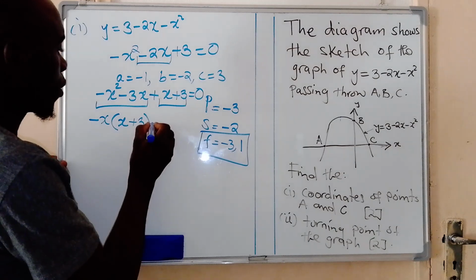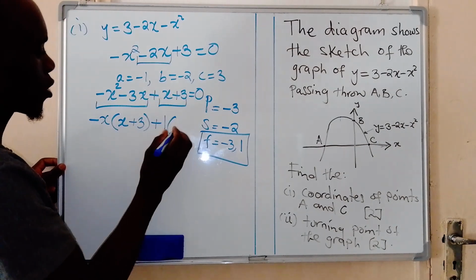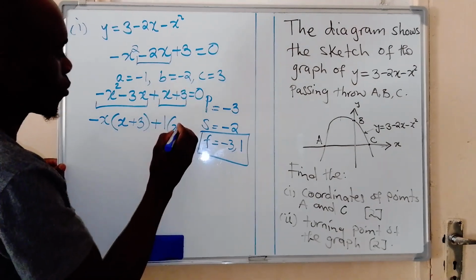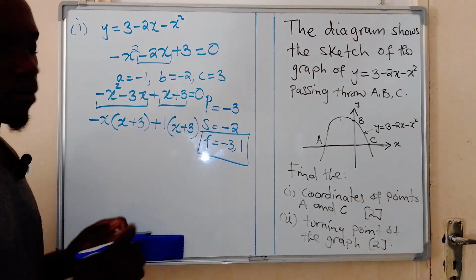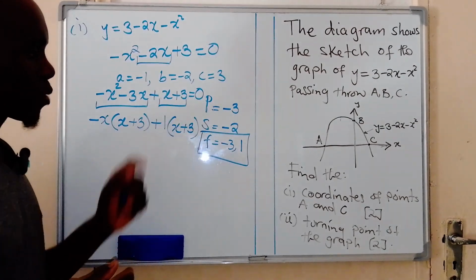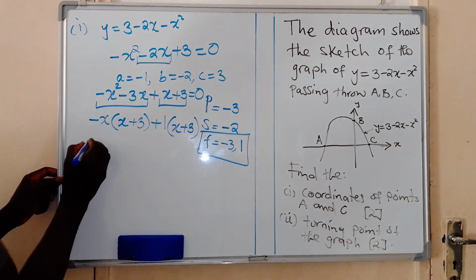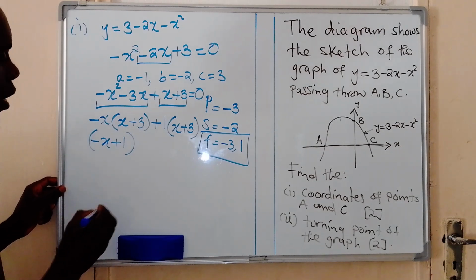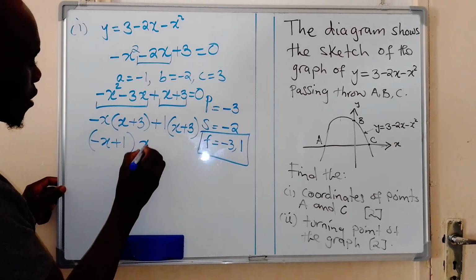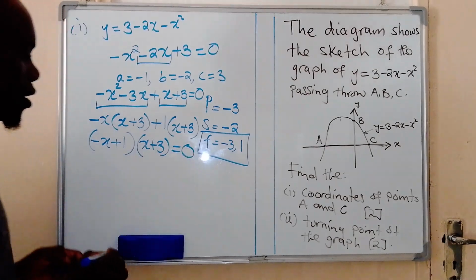So 1 is common, positive 1. When we divide this into this, we'll have x. This into that, we still have positive 3. So this and this, these two are the same. Mind you, this is equal to 0. The space is not allowed. So you get this and that: negative x plus 1, one pair of brackets, then x plus 3, another one, is equal to 0.